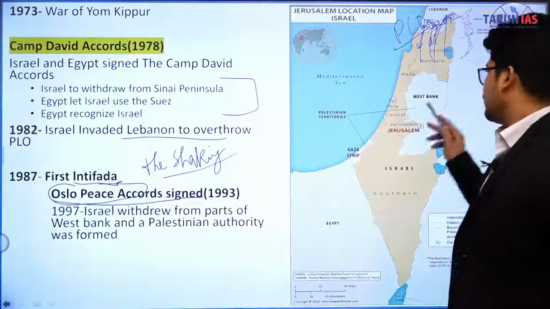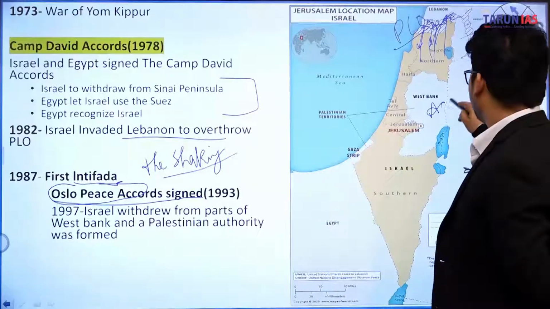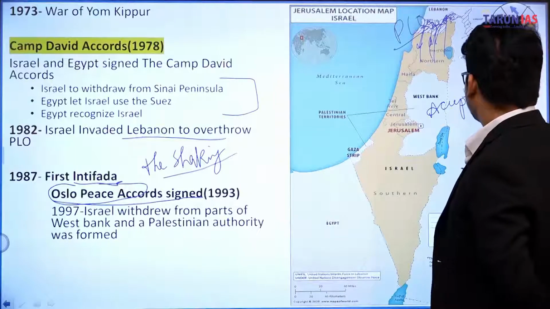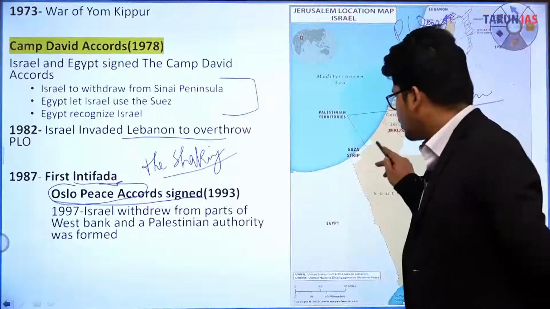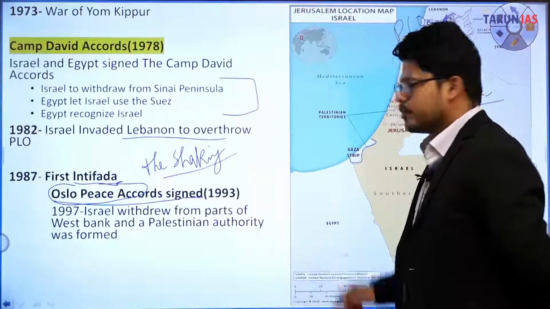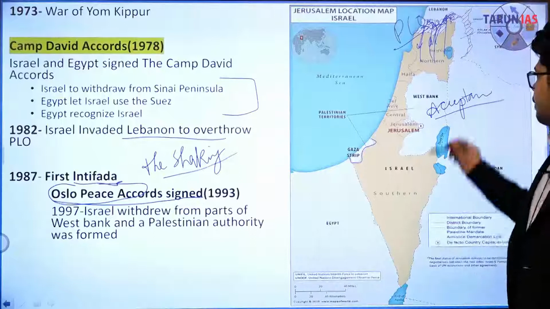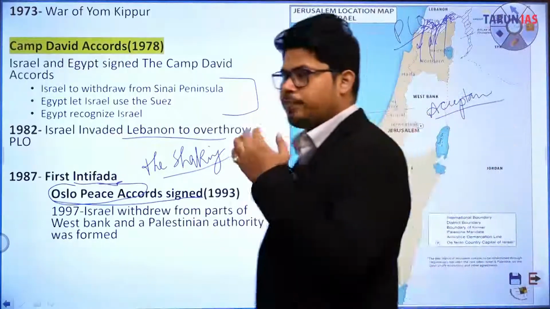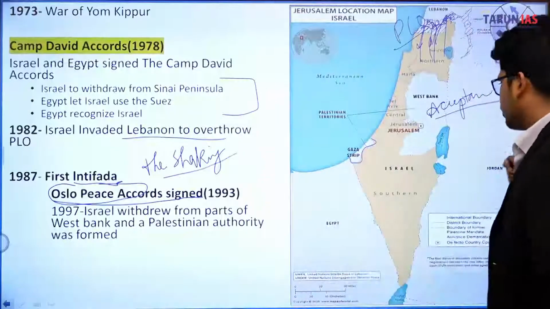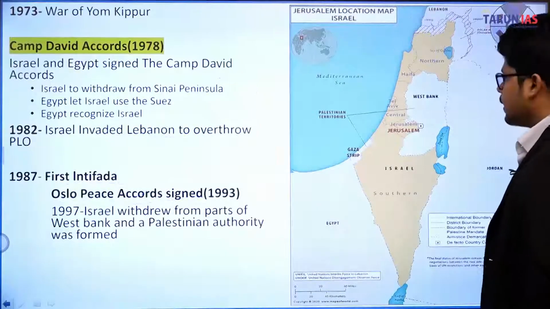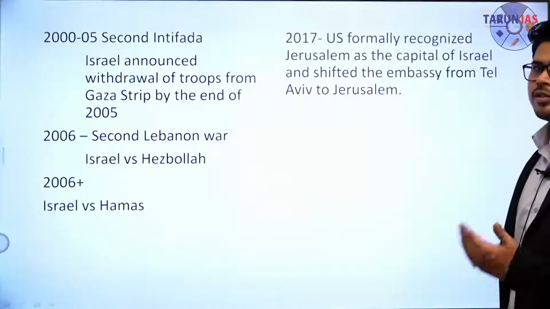ठीक है, तो that will be acceptance of what? Palestinian sovereignty. Okay, but Gaza Strip was completely controlled by Israel. ठीक है, but West Bank में some parts of West Bank were given back to Palestinian, some kind of Palestinian authority, मतलब administrative authority that will govern Palestine.